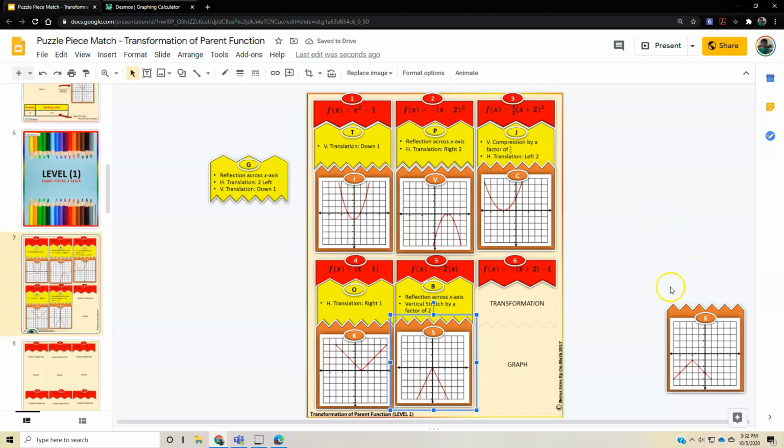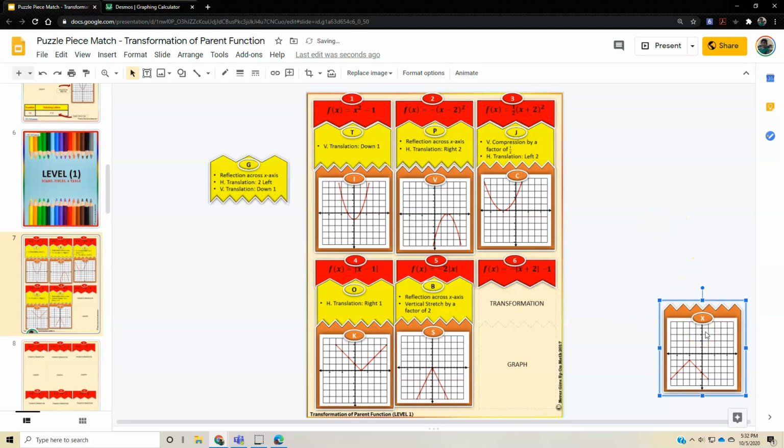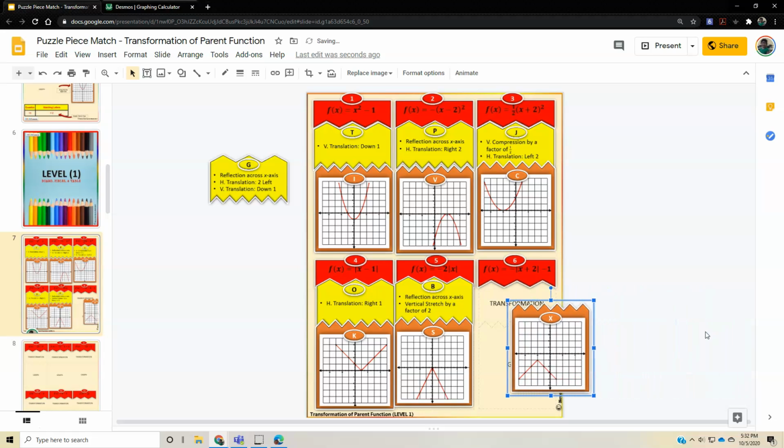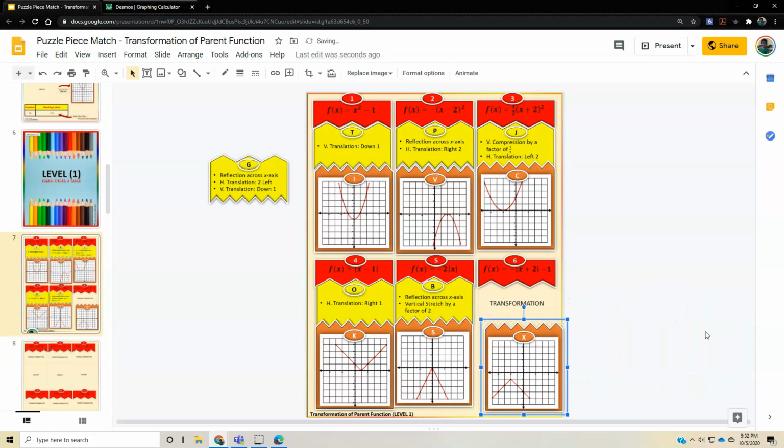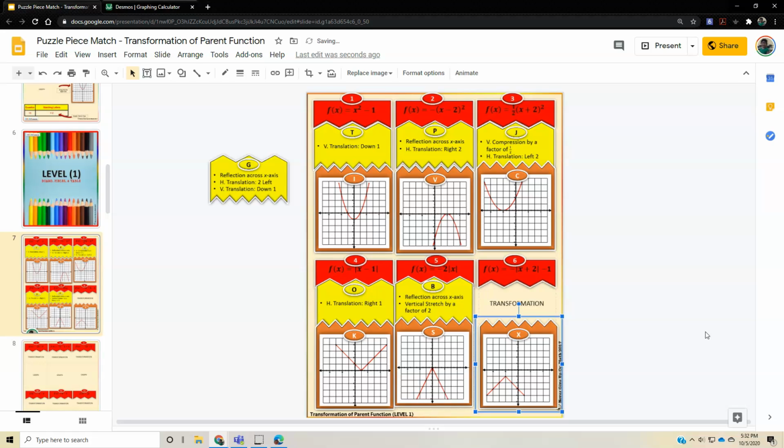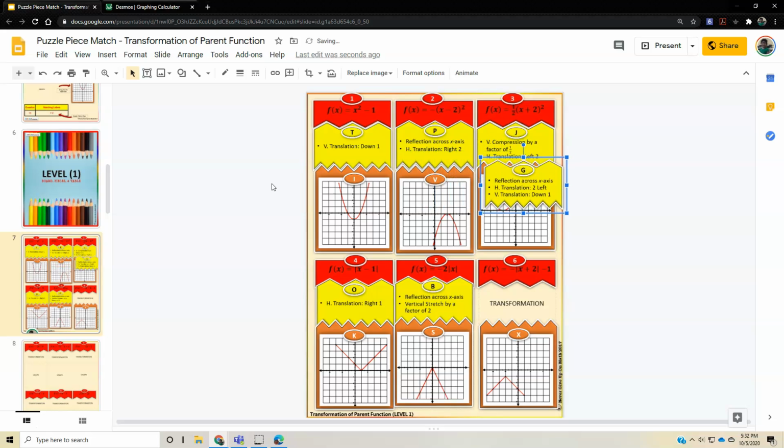The last one, it's a reflection. It shifts 2 units to the left, and it shifts down. So this is the graph. By default, it's the last one. And so we have, it's a reflection across the x-axis, horizontal translation 2 units left, and then vertical translation 1 unit down.